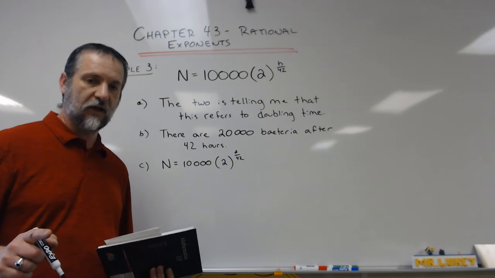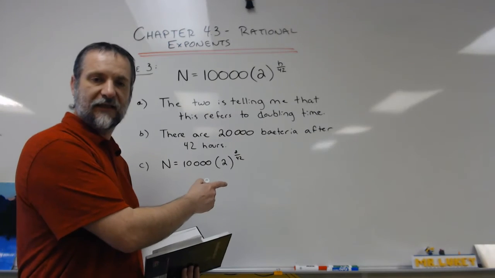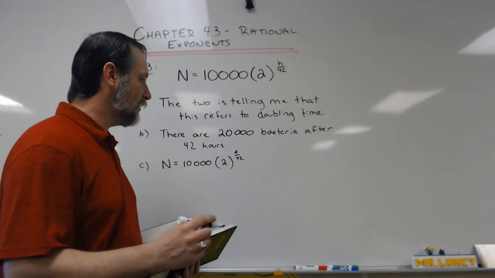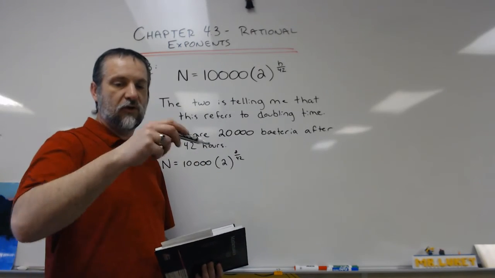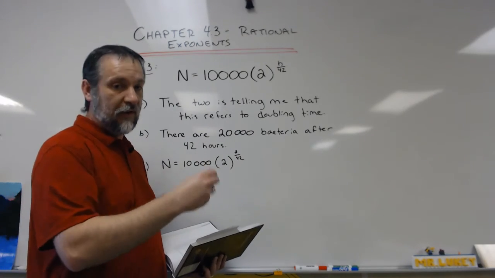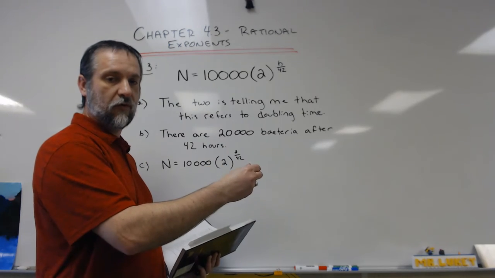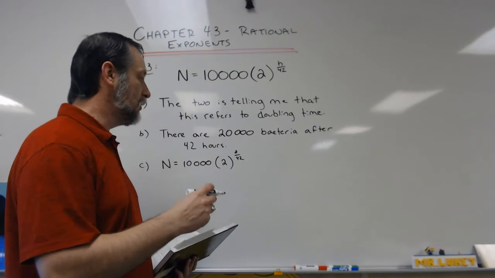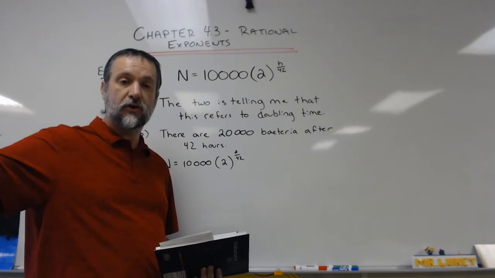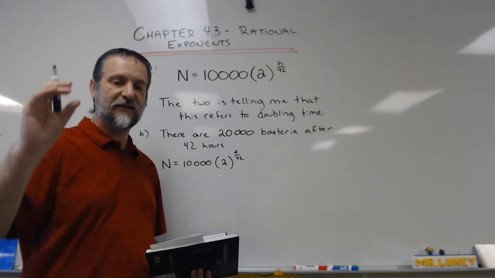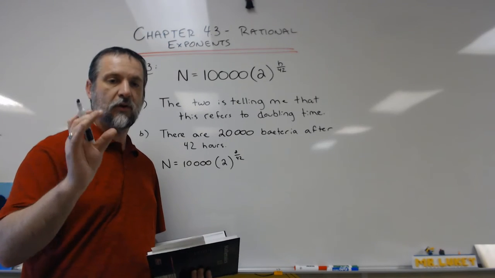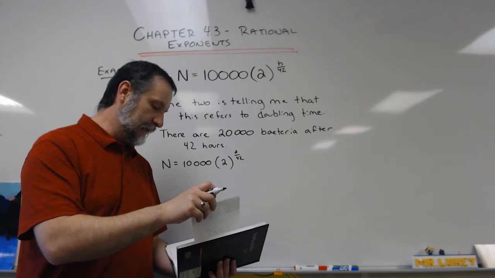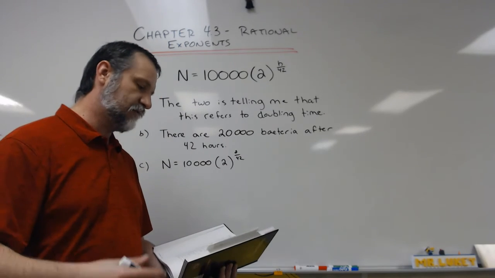The only thing we've got to be careful of is when we enter an exponent like this in our calculator, our exponent has to be in brackets. If I write 2 to the power of 2 divided by 42, it's going to take 2 to the power of 2, which is 4, and then divide that by 42, which is not what we want. We want 2 to the power of whatever 2 divided by 42 is. So the 2 divided by 42 must be in brackets on our calculator.